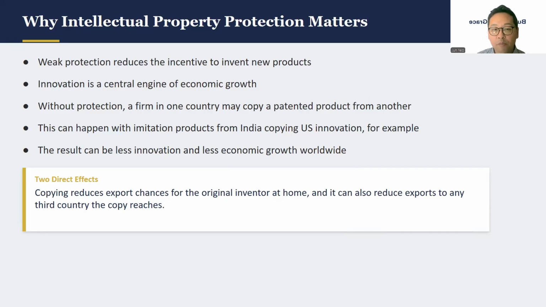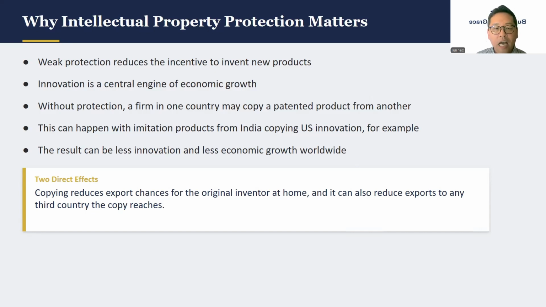There's also a bigger picture effect. If the total world market for the inventor shrinks, the inventor has less reason to take on risky and expensive research projects. The final result can be less innovation and less economic growth for the whole world economy.